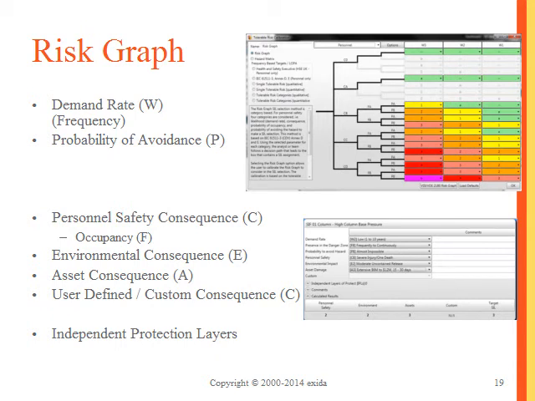So in Excellencia, the risk graph looks more or less the same. And we will see this in a minute. Here we're looking at personnel, and here we have our frequencies, W1 through W3. Here we have our consequences. Here we have our occupancy, and then our ability to avoid or not. And this is the table that supports the risk graph. And you can define independent layers of protection.